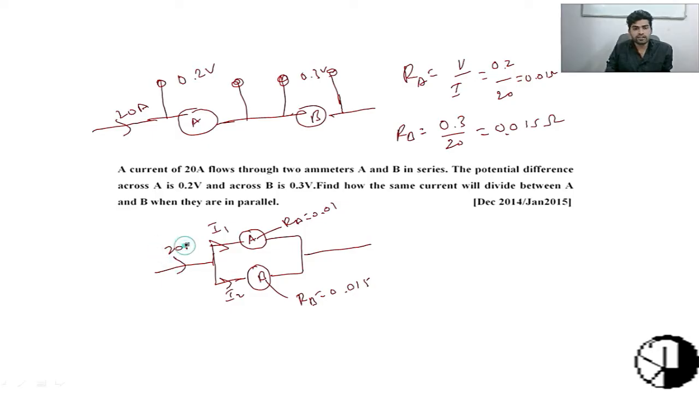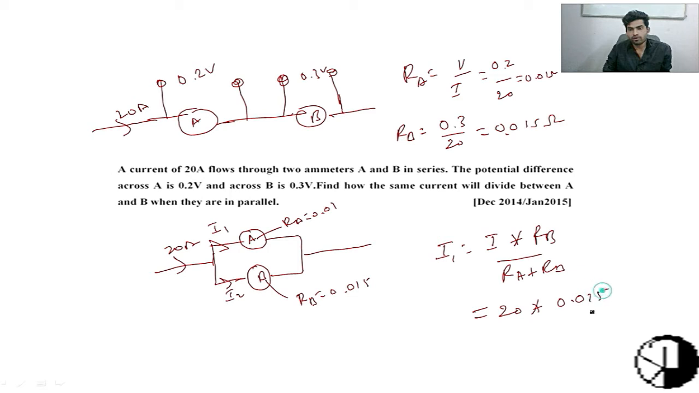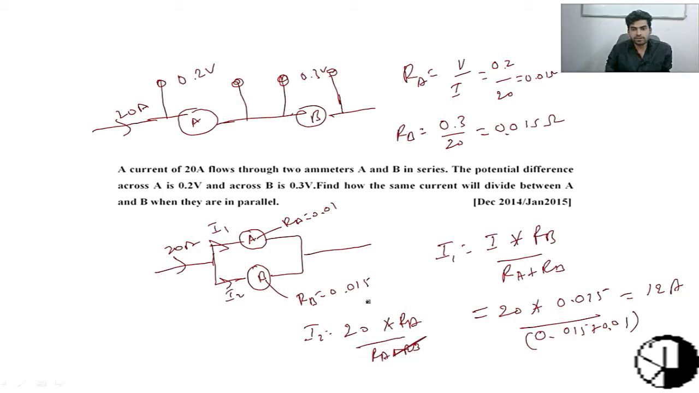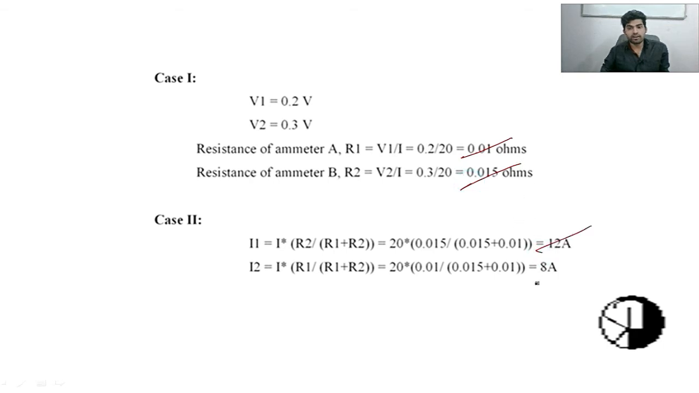So here 20 is the incoming current, right? So I1 is equal to total current into the opposite branch resistance, that is RB divided by RA plus RB. I1 is equal to 20 into 0.015 divided by 0.015 plus 0.01. How much will we get? 12 amps. Similarly, I2 we can calculate by using 20 into RA divided by RA plus RB, that is 8 amps, right? So directly you can calculate: 20 minus 12, 8 amperes, right? So 12 amps and 8 amps.